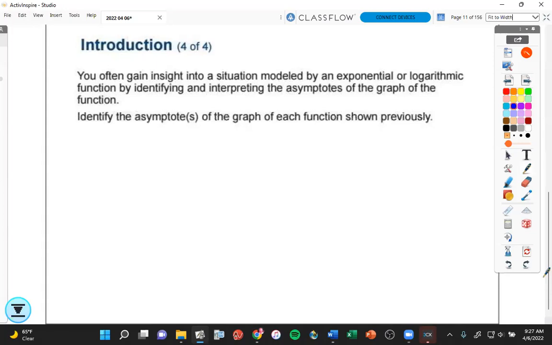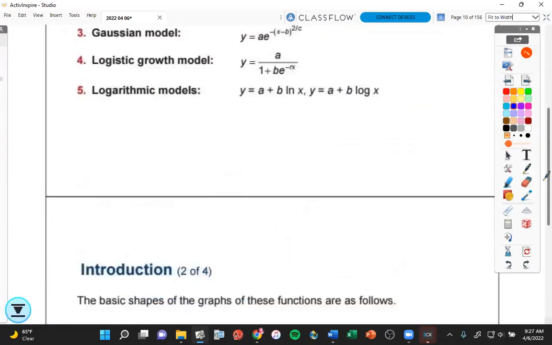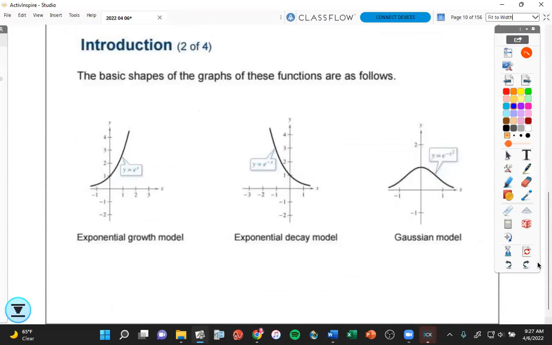It's actually possible for a graph to cross a horizontal asymptote or slant asymptote infinitely many times. Like this is an asymptote, and I had a graph that was kind of going like this, but as it went further, it gets closer and closer to the line. It's still crossing it over and over. But in the end, it's going to look like that line. We're going to identify the asymptotes of the graph of each function shown previously. So let's go back to the previous 2 slides and look for any asymptotes.